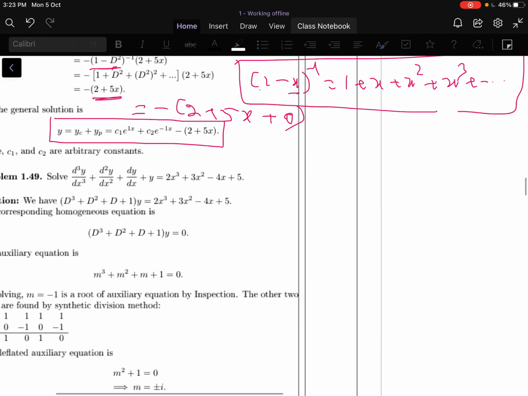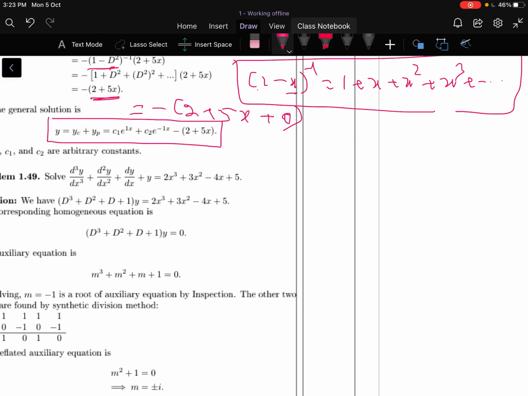Let us move to the next problem. Solve d cube y by dx cube plus d square y by dx square plus dy by dx plus y is equal to 2x cube plus 3x square minus 4x plus 5. So r of x is a polynomial of degree 3. Okay, so let us solve this differential equation.